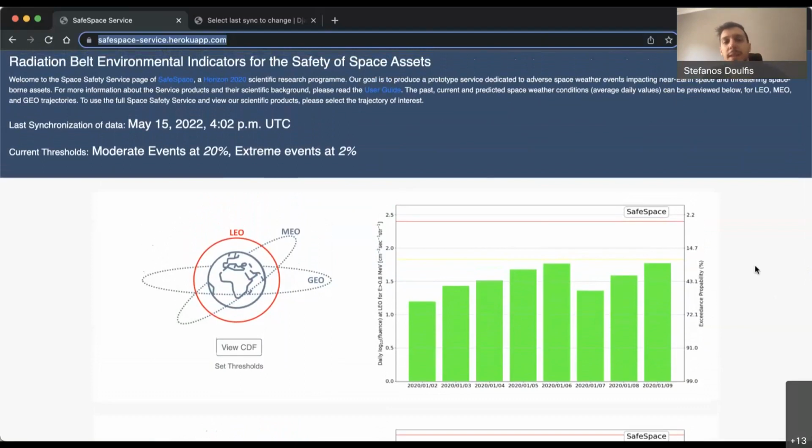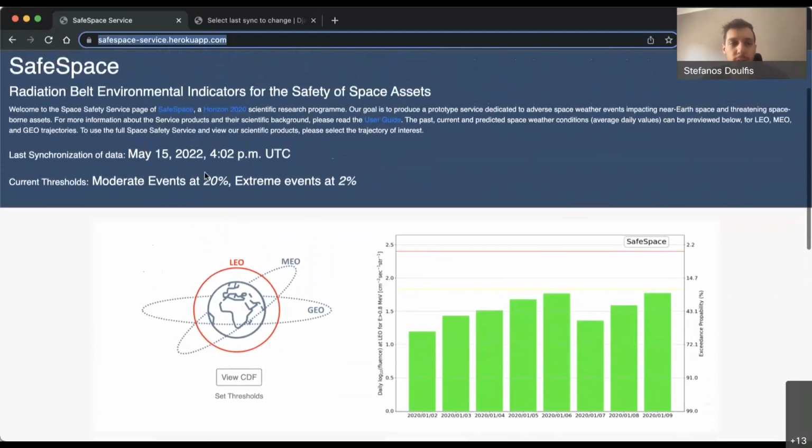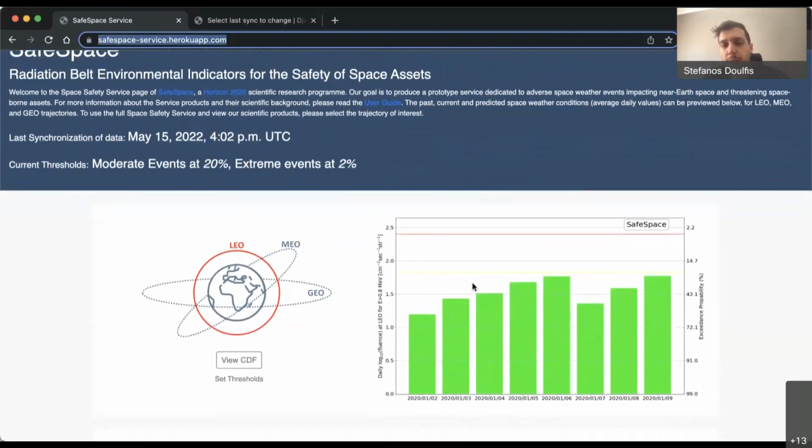Along with the thresholds being set, as shown here on the top of the screen, for moderate events and extreme events, 20% and 2% correspondingly, the bar chart will be colored accordingly. Yellow for moderate events and red for extreme events.